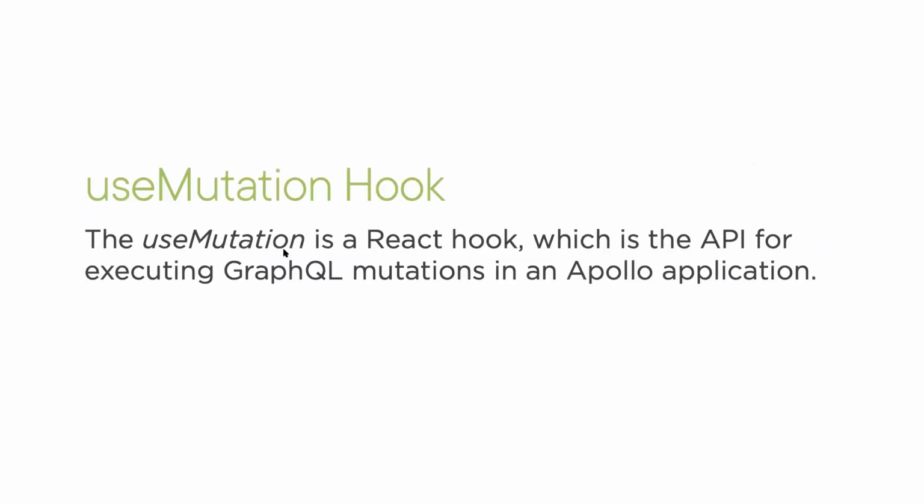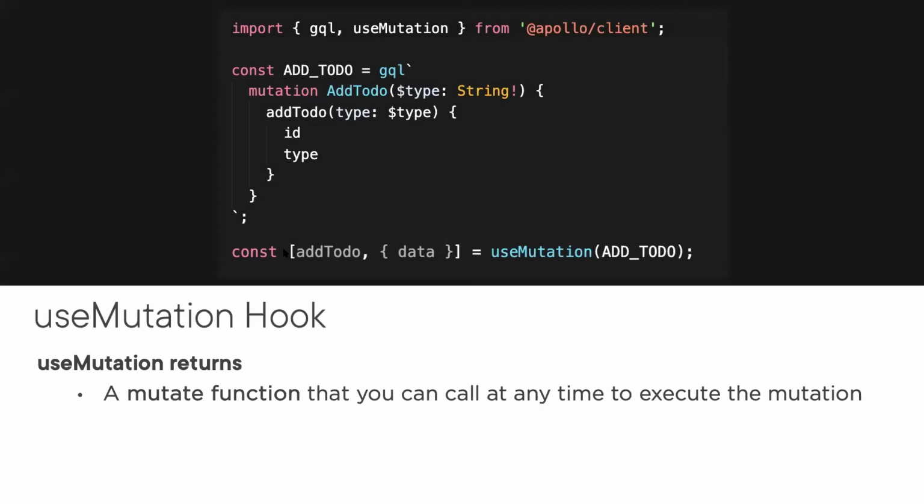Just like the use query hook, we have what's called the use mutation hook. And the use mutation hook is also a React hook. And that's the API that we use for executing GraphQL mutations. Let's take a quick look at an example mutation code. It's slightly different from the use query, and it's a little bit more complicated than the use query. So we have this use mutation hook where we pass in the mutation that we wrote. So in our case, our mutation was add to do. And instead of the query keyword, we use the mutation keyword.